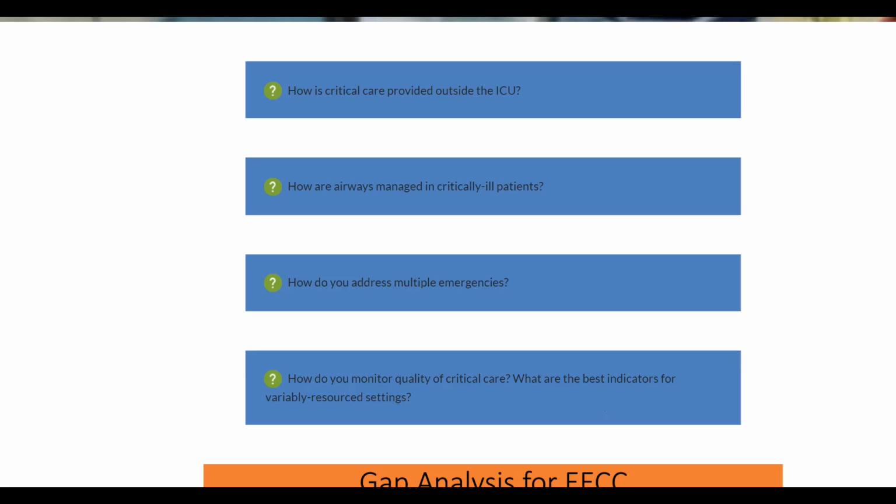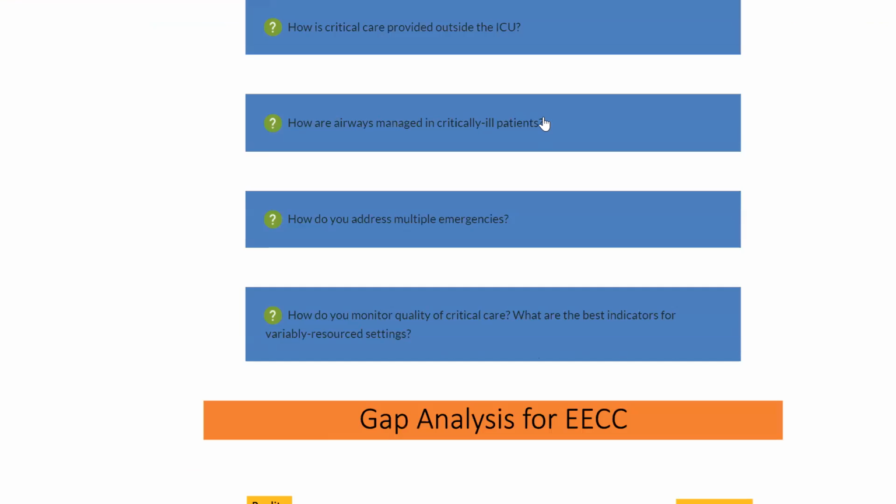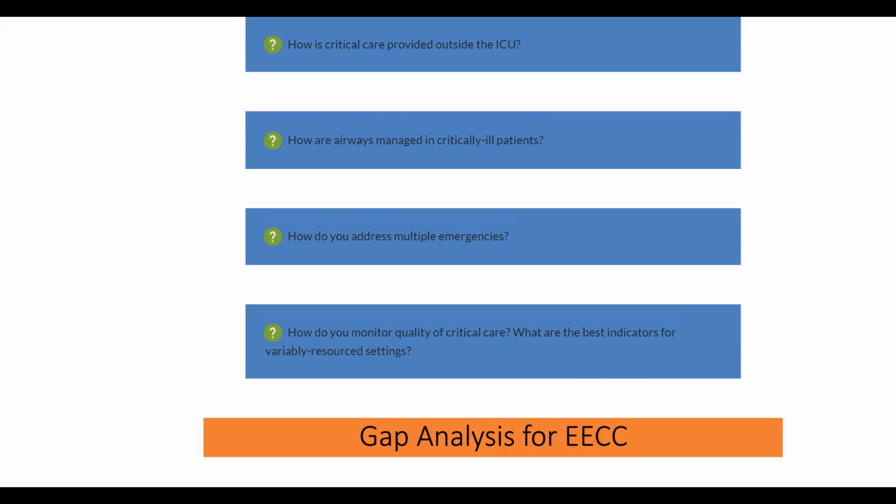How do you monitor quality of critical care? What are the best indicators for variable resource settings? I'd like to hear from a few of you who have ICU facilities in your hospital. How do you monitor your quality of critical care? I can give a minute to this. You can write it in the chat box. While everyone is answering, there's a question for Dr. Eunice in the chat. Jonah asked, in the absence of SpO2, how do you manage oxygen administration?